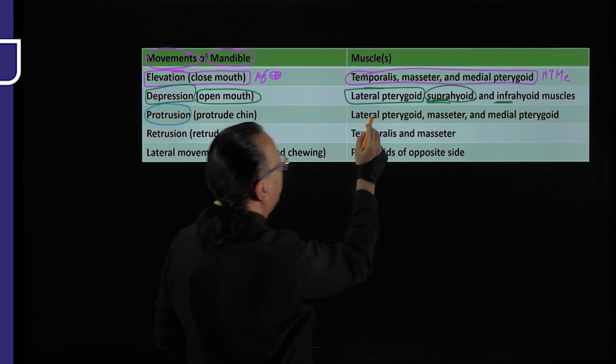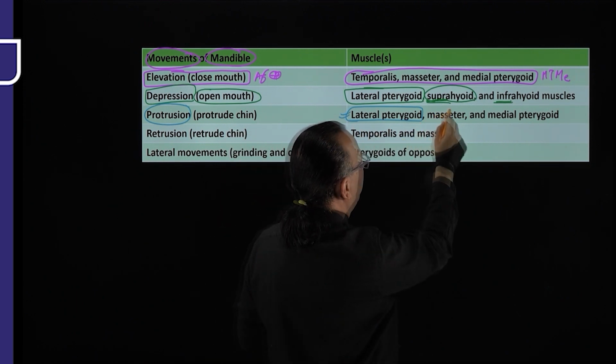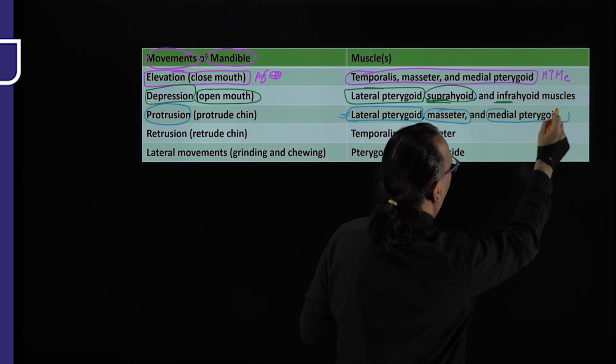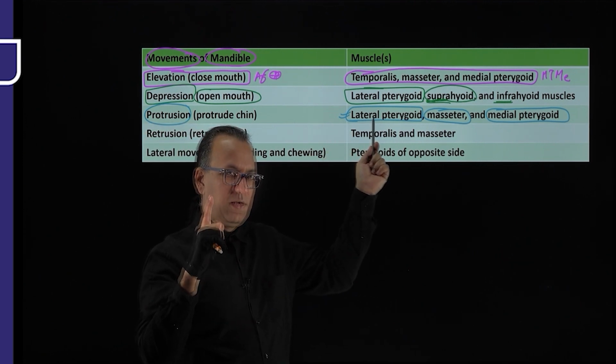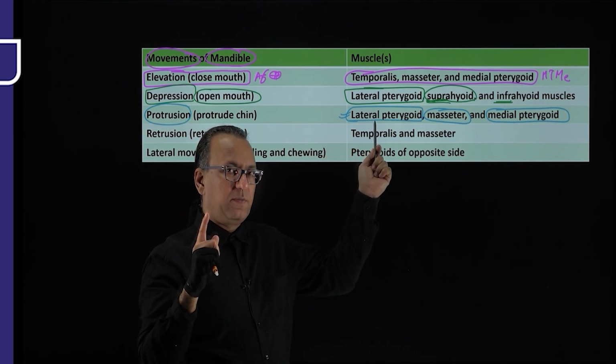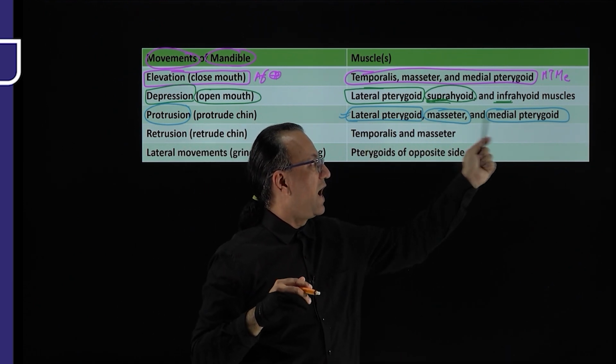Protrusion, we have seen it was an accessory activity of lateral pterygoid, and along with that the two muscles, the masseter and the medial pterygoid, they are also working for protrusion. But for lateral pterygoid, the first action should always be mentioned as depression of the mandible. For depression, it might be doing a little bit of protrusion, and similarly masseter and medial pterygoid.